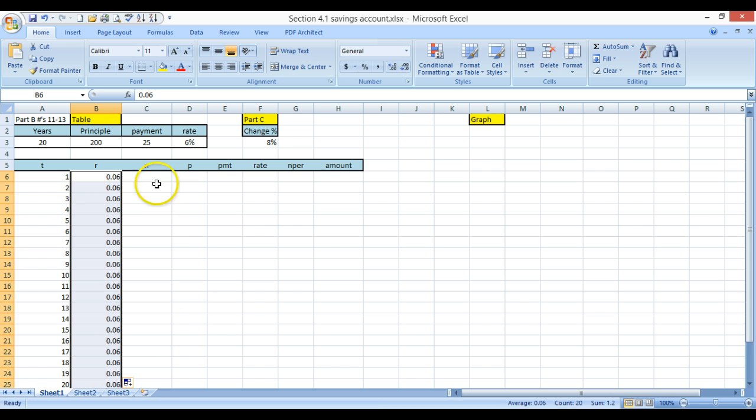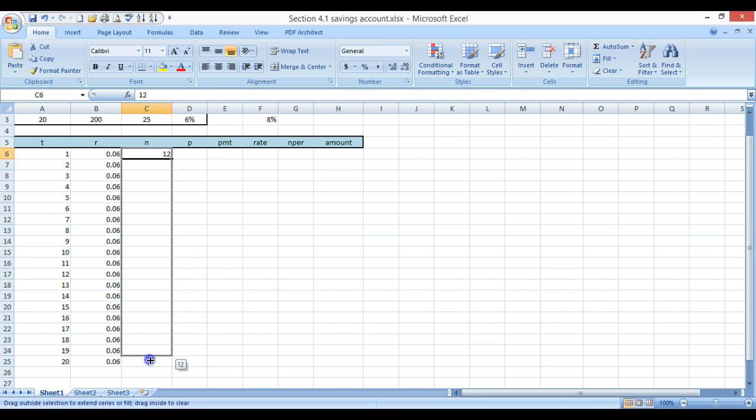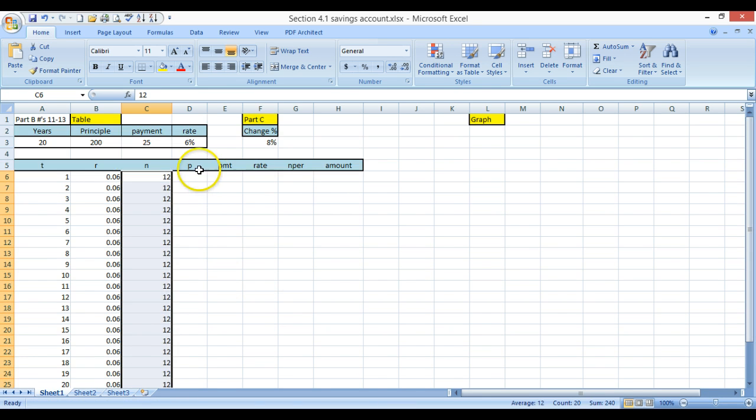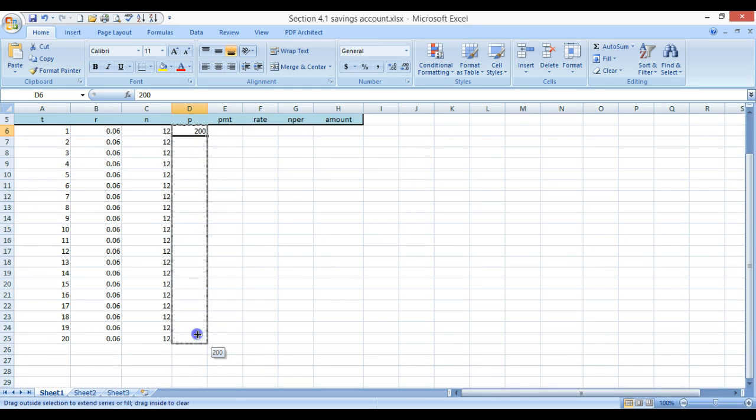So I'm going to fill it in. The number of compounds in our case is 12. We're also making monthly payments. Okay, and the principal was $200. And it's going to be $200 again for the whole thing.